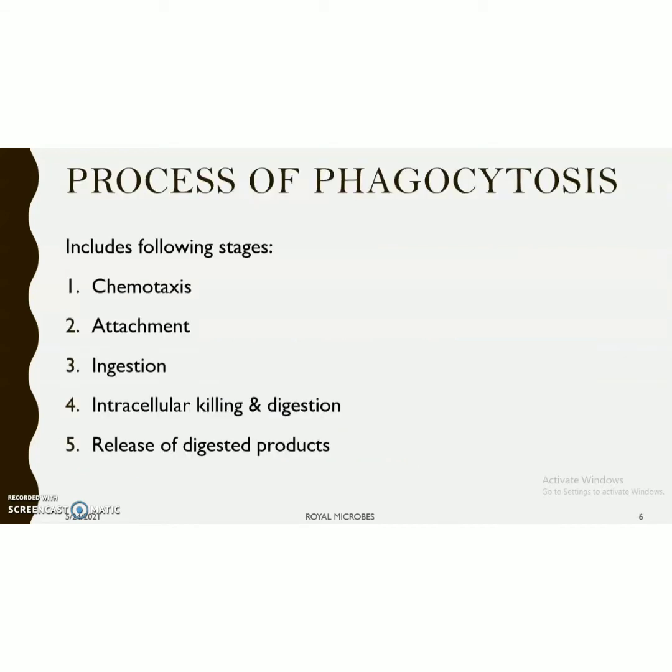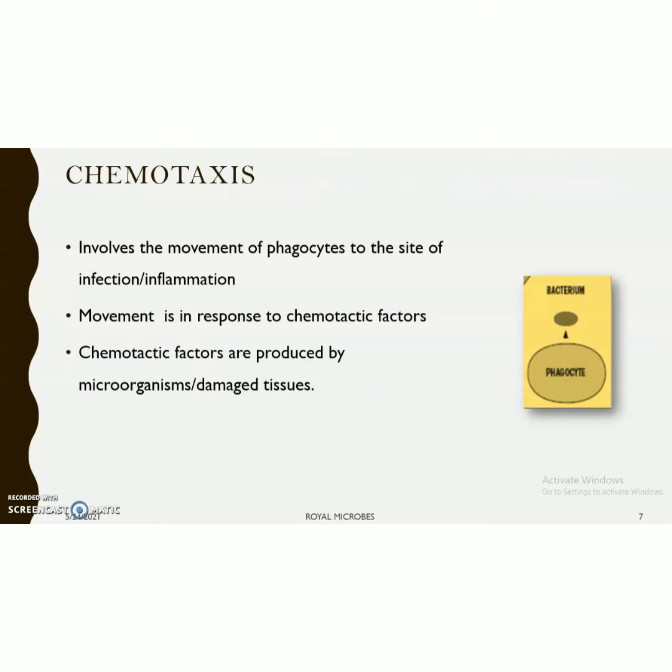Next is the process of phagocytosis. The process includes the following stages: chemotaxis, attachment, ingestion, intracellular killing and digestion, and release of digested products. First we will see chemotaxis. Chemotaxis means movement towards a chemical stimulus.